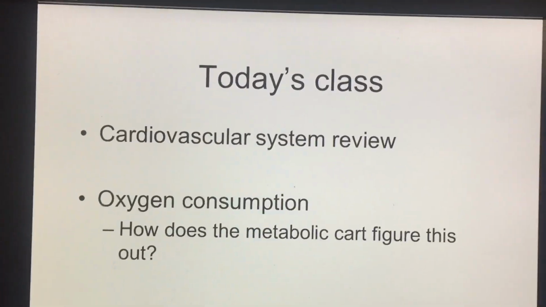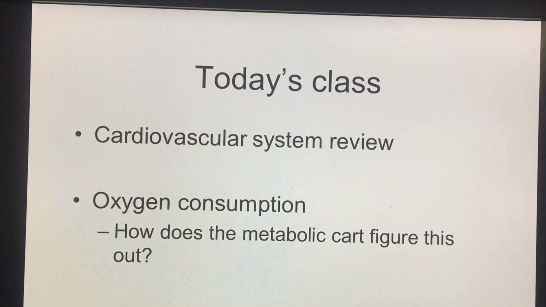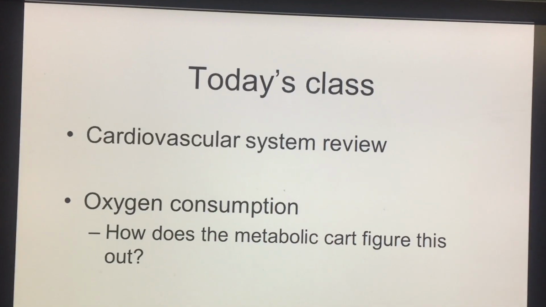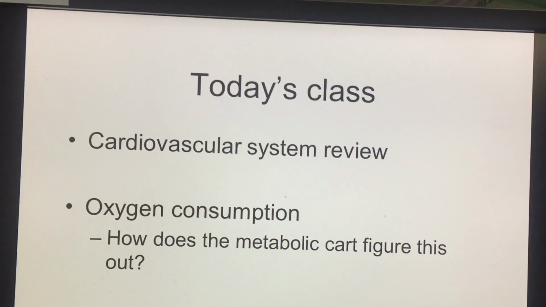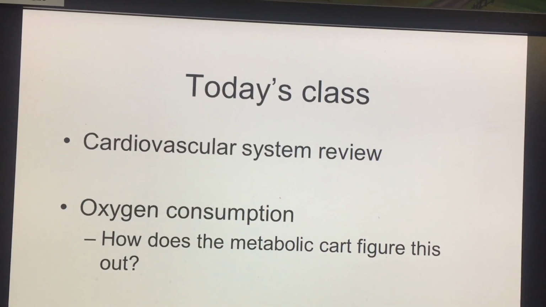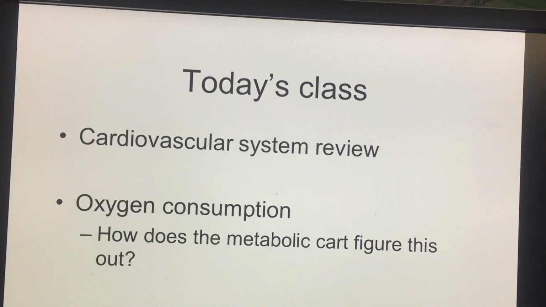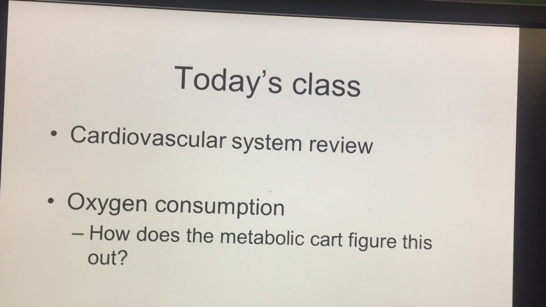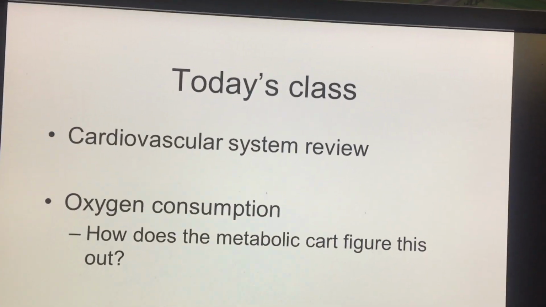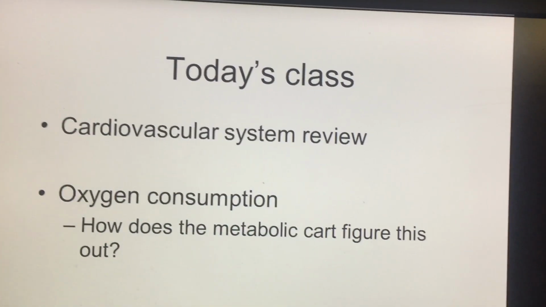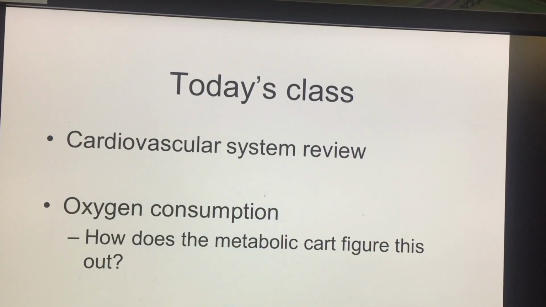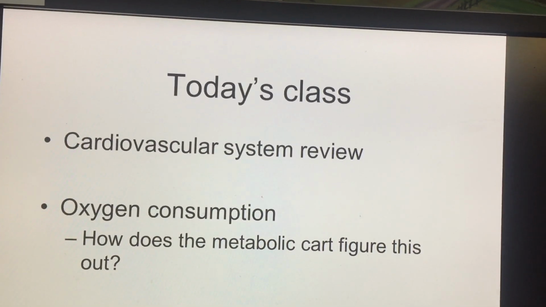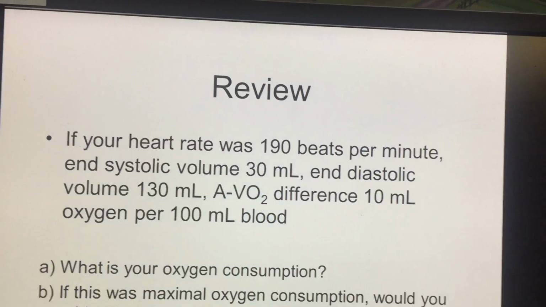So in this section, I'm going to go over the PowerPoint slides that I posted for the class. I've already gone over the cardiovascular system review with the crossword puzzle. For the next part, I'm going to talk about oxygen consumption and how the metabolic cart figures out how to measure oxygen consumption. I'm going to give you hints on how the metabolic cart figures it out. I'm also going to be talking about carbon dioxide transport.